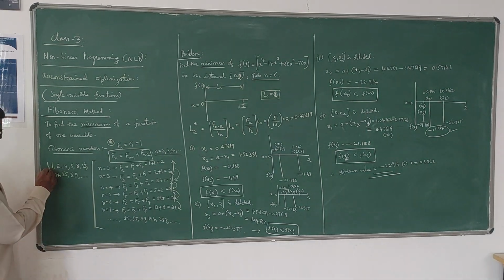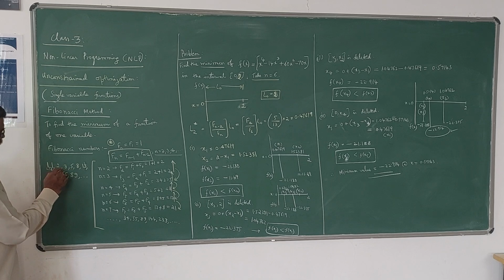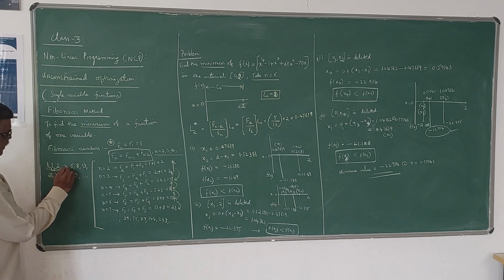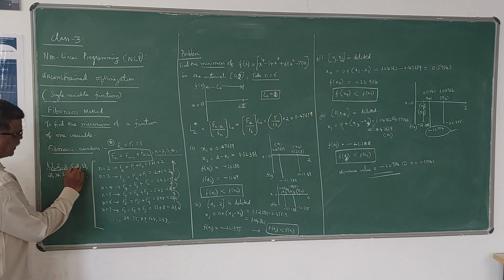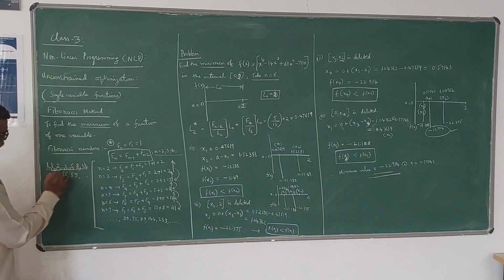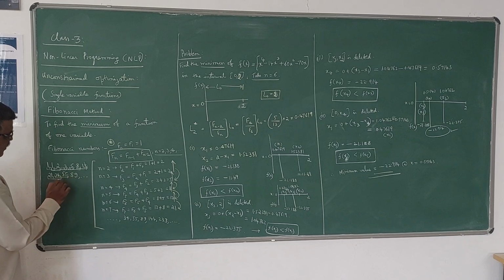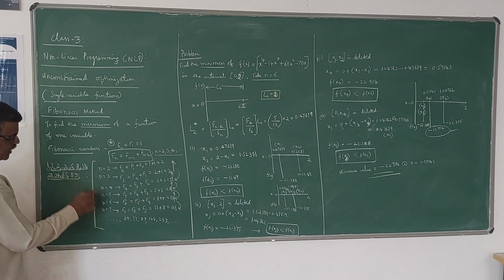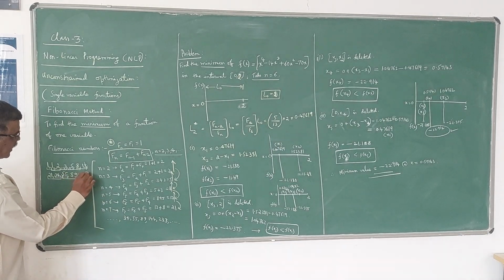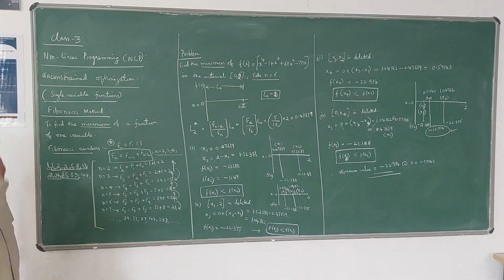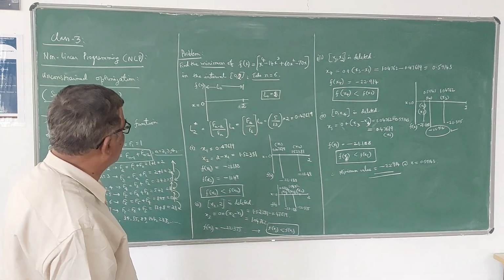The first number and second number are fixed. If you add these two, you get the third number. If you add these two, you get the fourth number. Then 2 plus 3 is 5. 3 plus 5 is 8. 5 plus 8 is 13. 8 plus 13 is 21. 13 plus 21 is 34. 21 plus 34 is 55. 34 plus 55 is 89. 55 plus 89 is 144, like this. So you get a series of numbers. These numbers are called Fibonacci numbers.